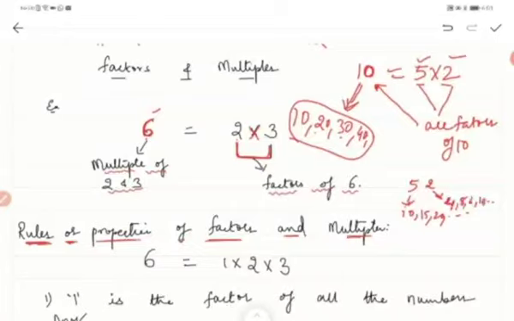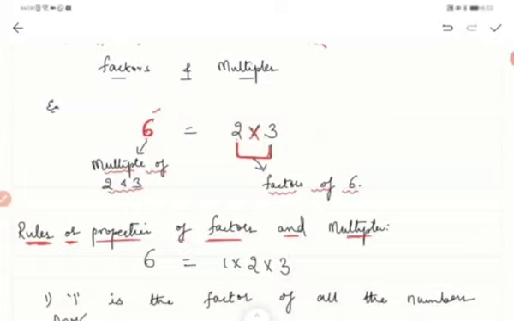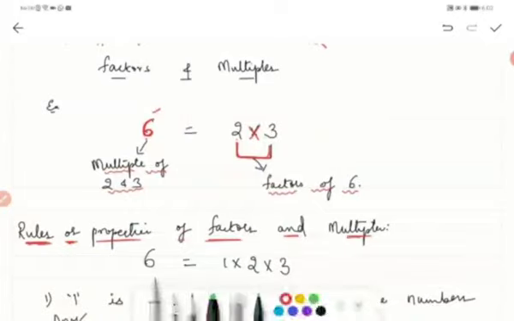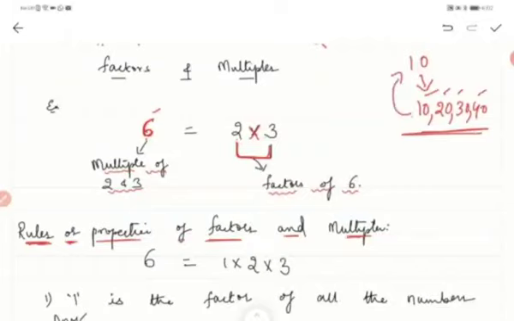I hope you understood what factors and multiples are. Normally you will feel confused between multiples and factors, so just remember one point. Multiples means tables. In the table of 10, 10 ones is 10, 10 twos is 20, 10 threes is 30, 10 fours is 40. So all these are called the multiples of 10.